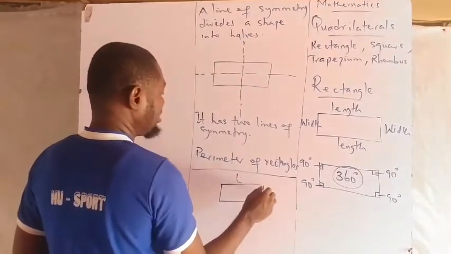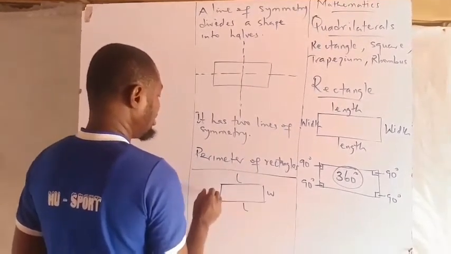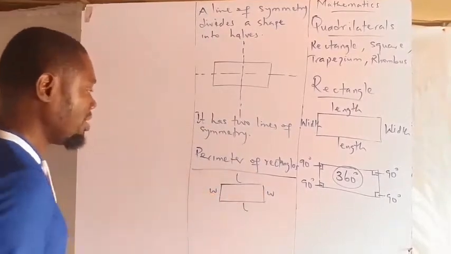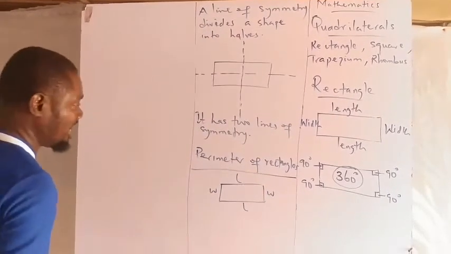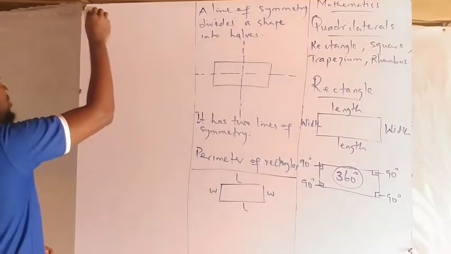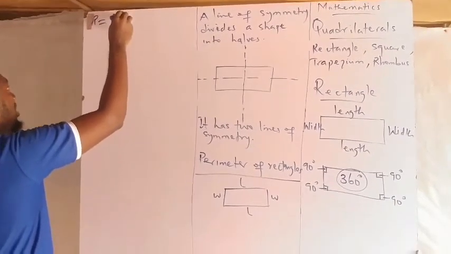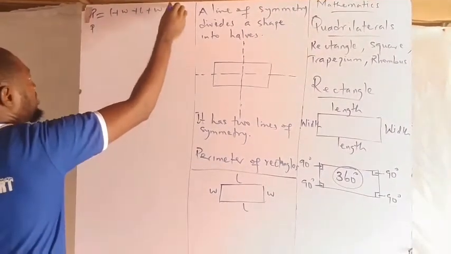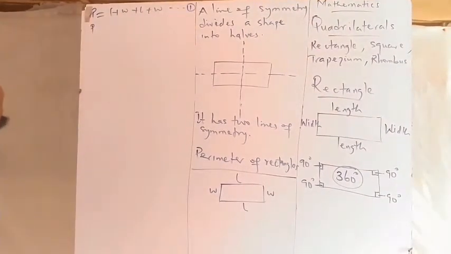Here is the length, the width, the length, the width. If you're using breadth, you use B here, then B here. Now let's see the perimeter of that shape. The perimeter will simply be L plus W plus L plus W. That is the first formula you can use to get your answers correctly.